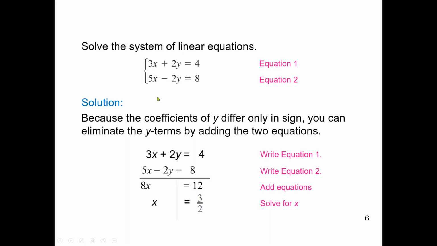So we combine the equations, 3 plus 5 will give me 8x. Now we have plus 2y minus 2y will cancel. Then 4 plus 8 will give me 12. Now I will divide both sides of the equation by 8 to get the value of x. So 12 divided by 8 will give me 3 by 2. Okay, so we know the value of x. Now I can take either equation 1 or equation 2 and solve for the value of y.